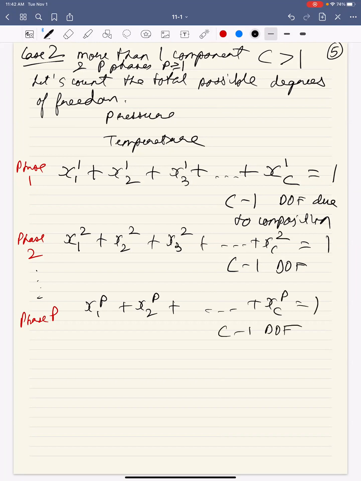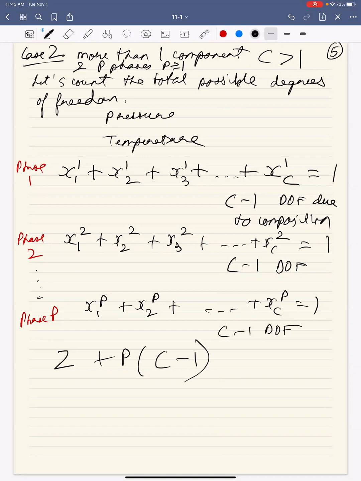So how many degrees of freedom did we get in total? Pressure plus temperature was 2. And now we have capital P multiplied by C minus 1, right? This is the total possible number of degrees of freedom you can have. We haven't quite yet done Gibbs phase rule, but we are almost getting there, okay?